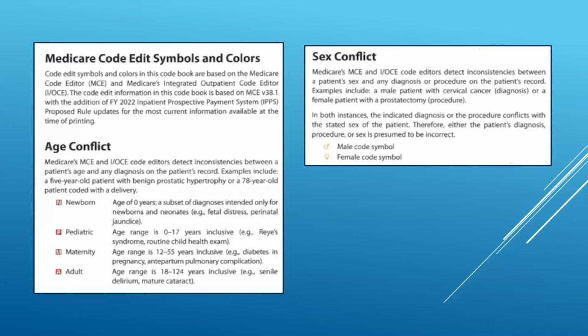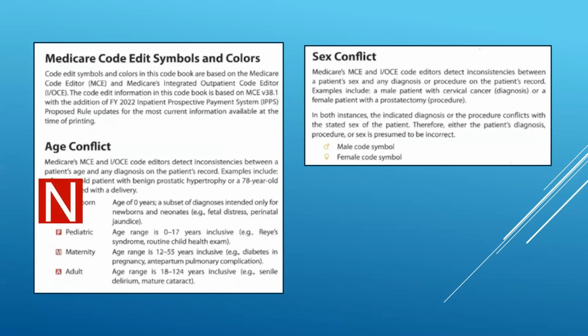Certain symbols will alert you to Medicare code edits. These symbols indicate that there's an age conflict, which is a discrepancy in the patient's age and any diagnosis on the patient's record. An example of this would be a 5-year-old patient diagnosed with benign prostatic hypertrophy, which is typically a condition that develops later in life, or a 78-year-old patient coded with a delivery, which is usually something seen in a younger patient. So when we see these symbols, we're alerted to the fact that these will pertain only to patients in certain age ranges.